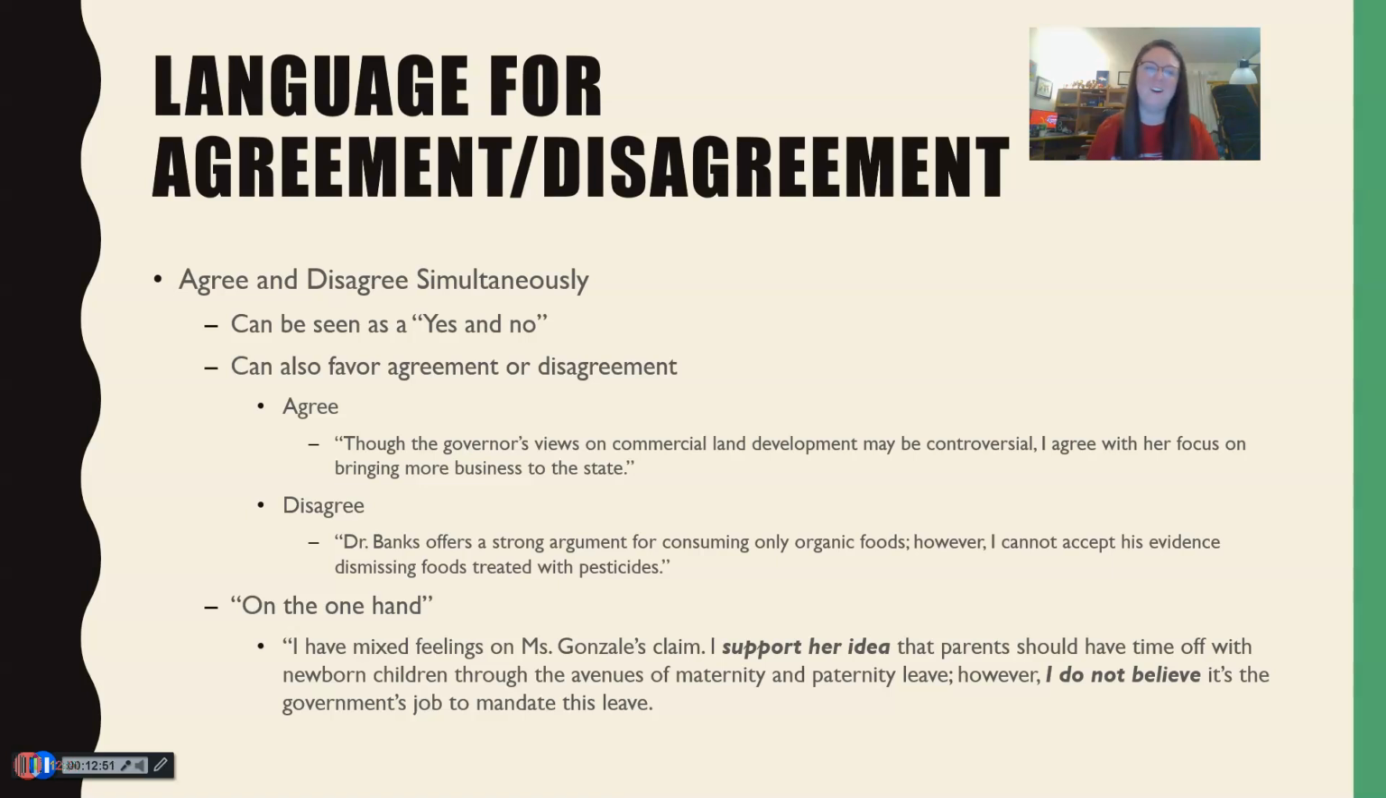Or, yes, I disagree by and large, but there are a few areas that I'm super on board with what you're saying. So, if we look at an example of favoring agreement or putting more weight on agreement, we might encounter a text that reads, though the governor's views on commercial land development may be controversial, I agree with her focus on bringing more business to the state. So that's saying, yeah, I'm not a fan of commercial land development and I see it as controversial, but overall it's going to do good things for us. So we can see how that emphasis is put on the agreement because it comes later in the sentence.